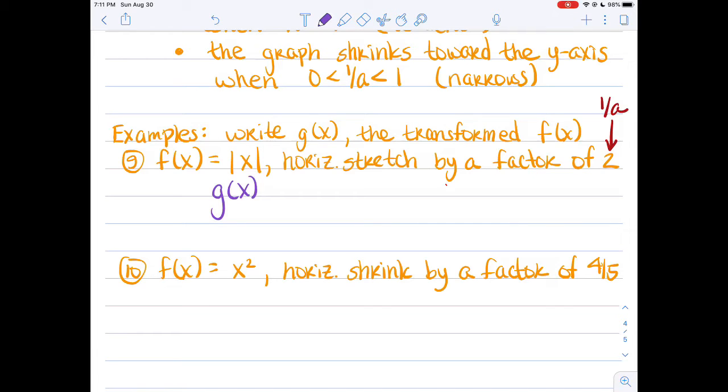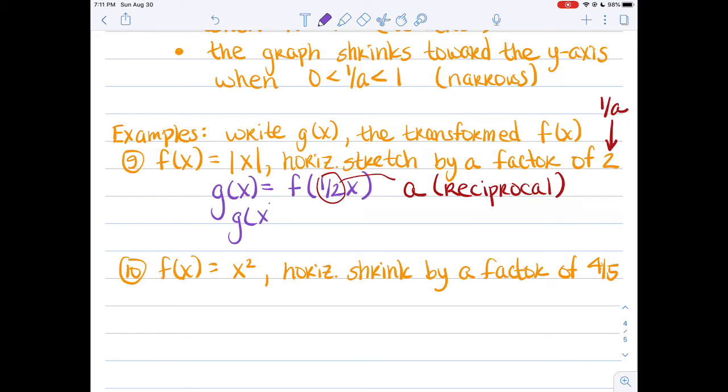G of x is going to equal f of 1/2 x. Remember, it's got to be the reciprocal. So this is our actual a value, and it's the reciprocal of what was stated. So if we're stating that we're stretching by a factor of 2, that's our 1 over a. Our a value is the reciprocal of that. And remember that it goes inside the grouping symbols.